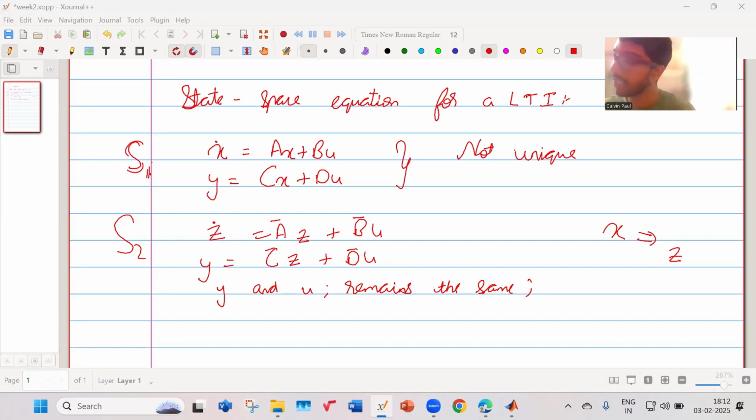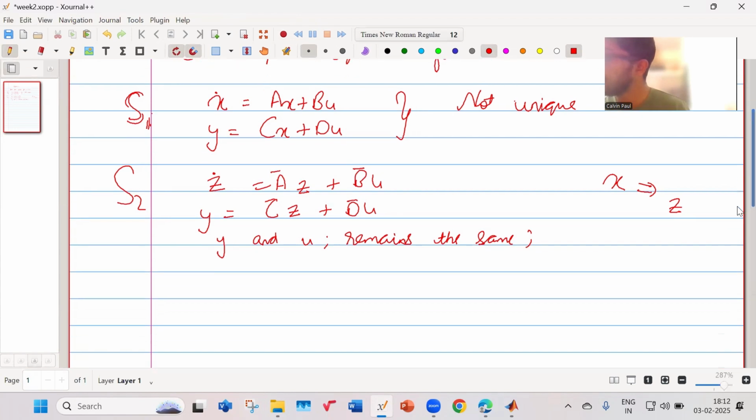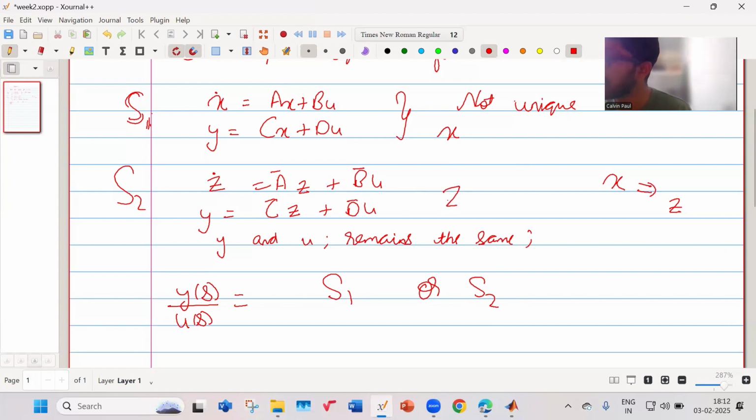Okay, so what we know is that we can get a transfer function from this. So the transfer function which we are interested in is the transfer function of the output with respect to the input. Okay. So this transfer function is the same for system S1 or S2. So S1 or S2 is the same system, with the same input, same output, but the representation is different. We represent S1 with the state x, and we represent S2 with the state z. So the state space representation is different, but the transfer function is the same.